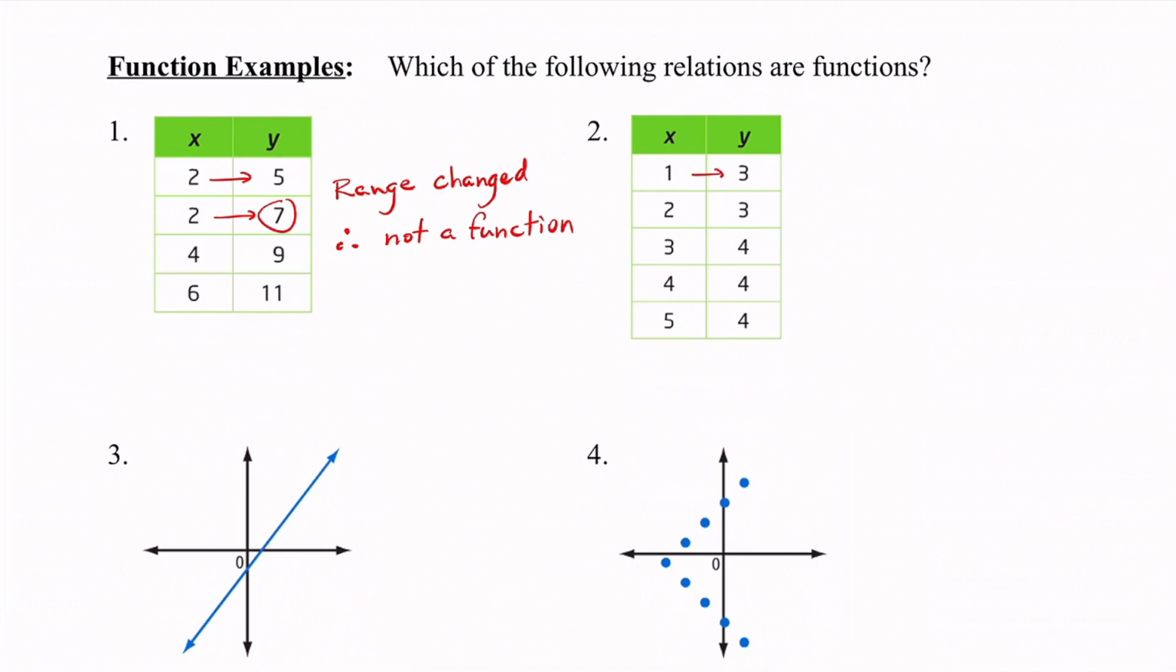So with this one, 1 goes to 3, 2 goes to 3. You're allowed to have repetition over on this side, so that's okay. 3 goes to 4, 4 goes to 4, 5 goes to 4. So all of those are okay. If you don't even see any repetition over here, you don't even need to check on the other side. Okay, so that one, it is a function.